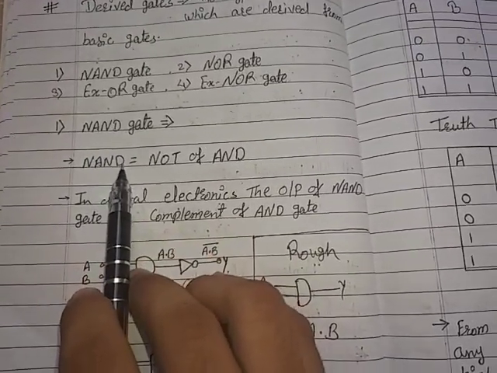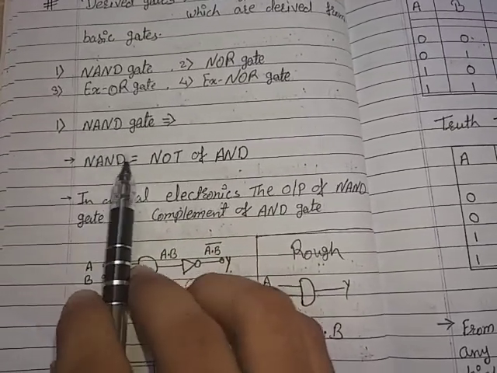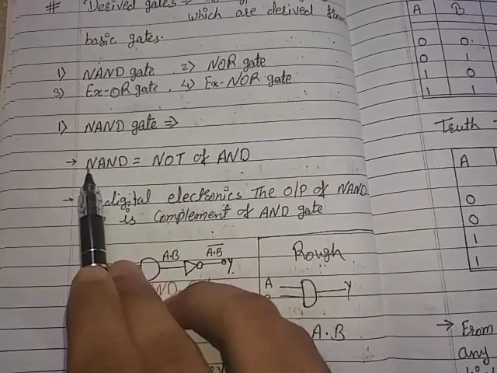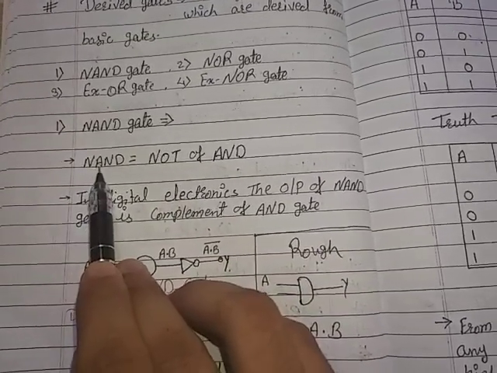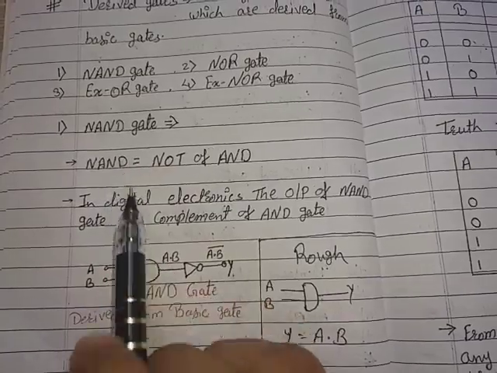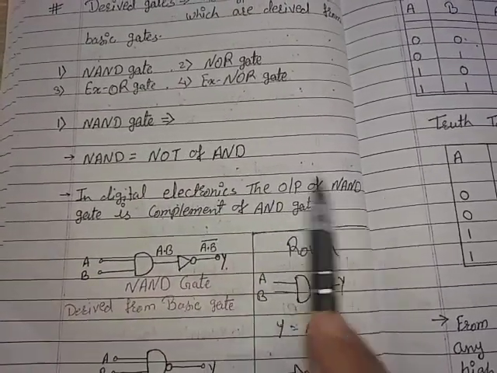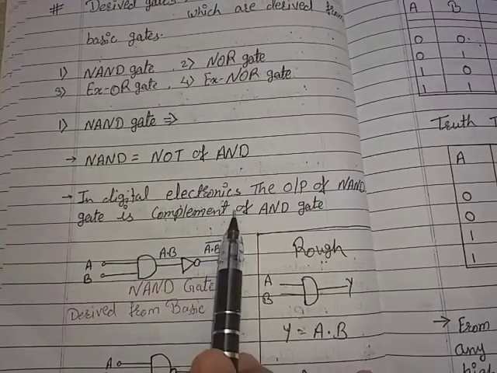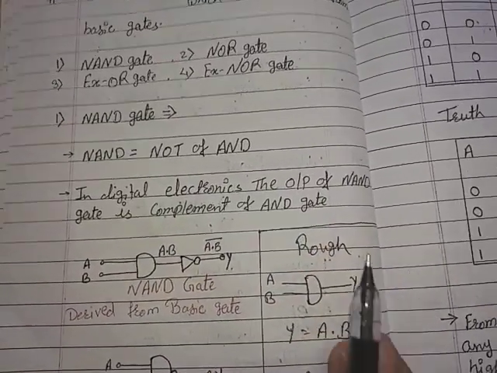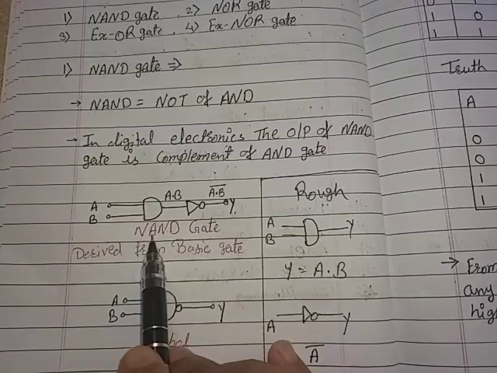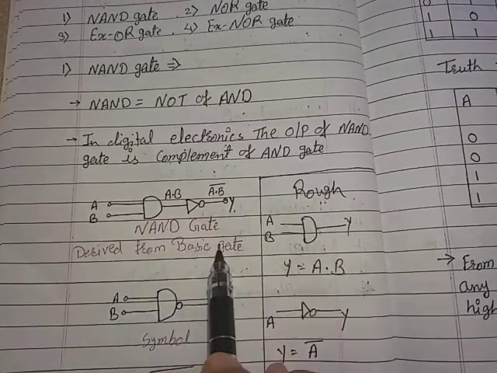The NAND stands for not of AND, that is N for not, and not of AND. In digital electronics, the output of NAND gate is the complement of AND gate. Let's see how a NAND gate can be derived from basic gates.